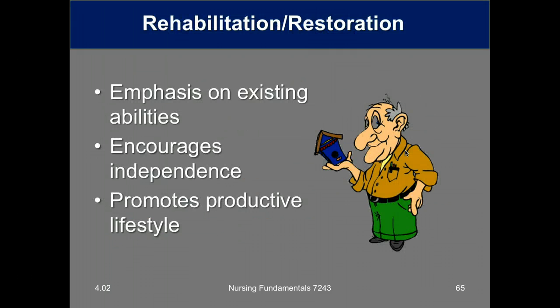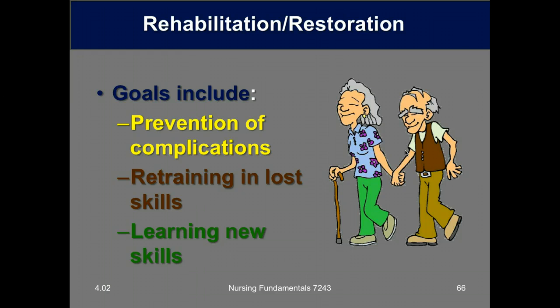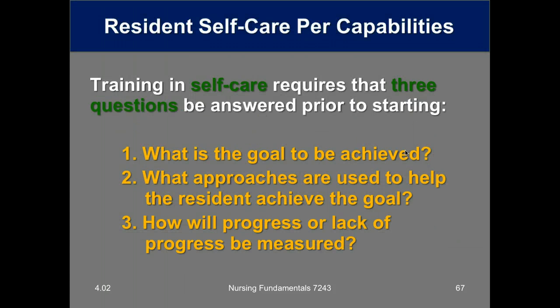So emphasis is placed on existing abilities and encouraging independence, and let's promote productive lifestyles. The goals of rehab and restorative care include prevention of complications, retraining in lost skills if we're able, and learning new skills.